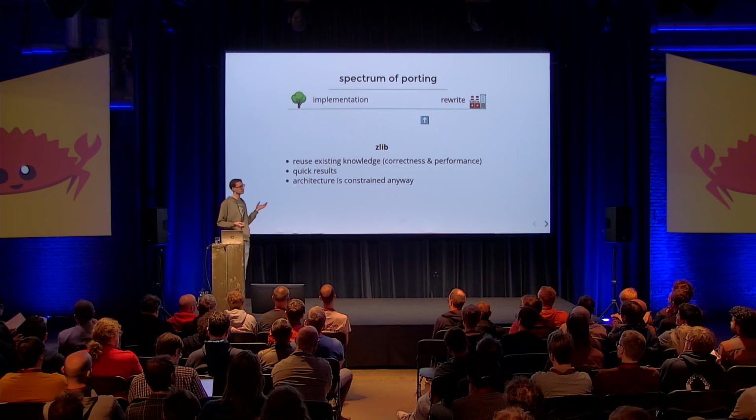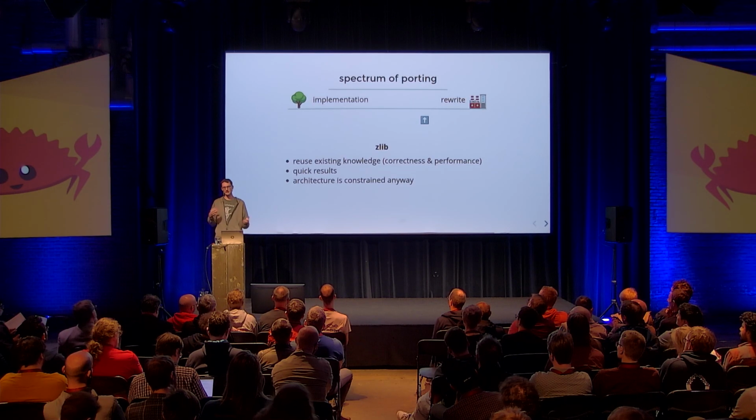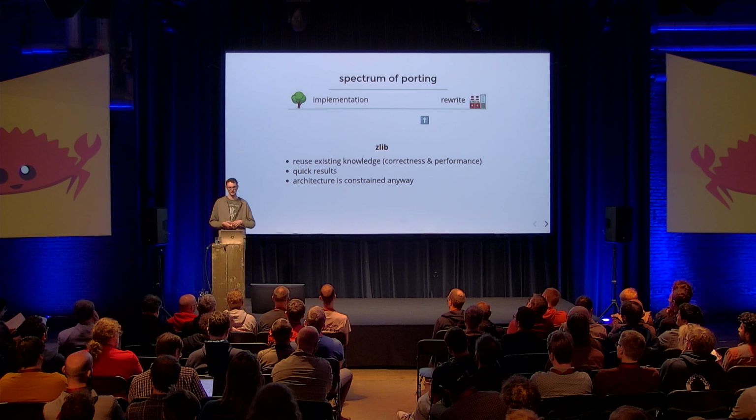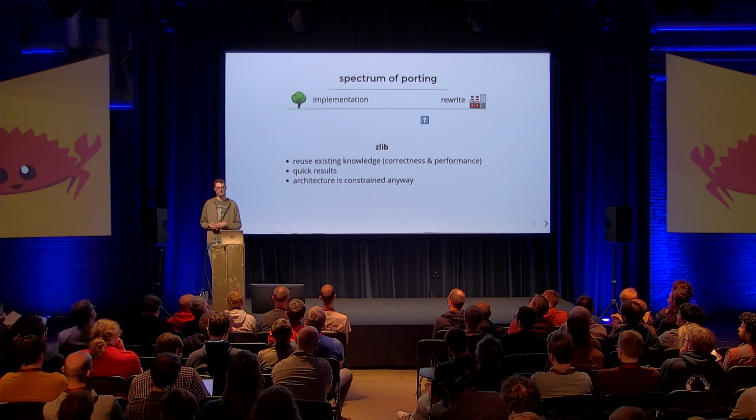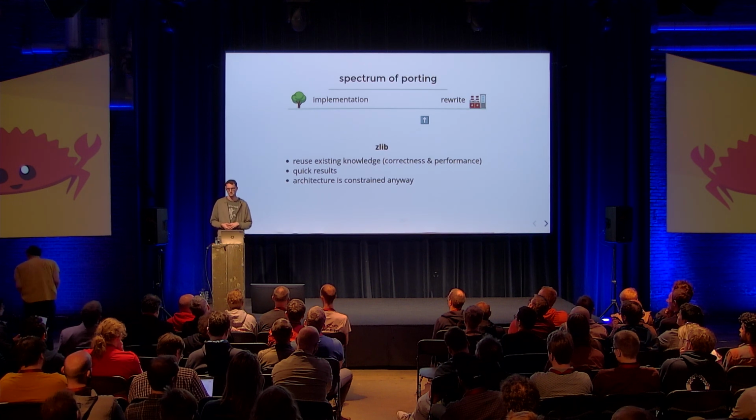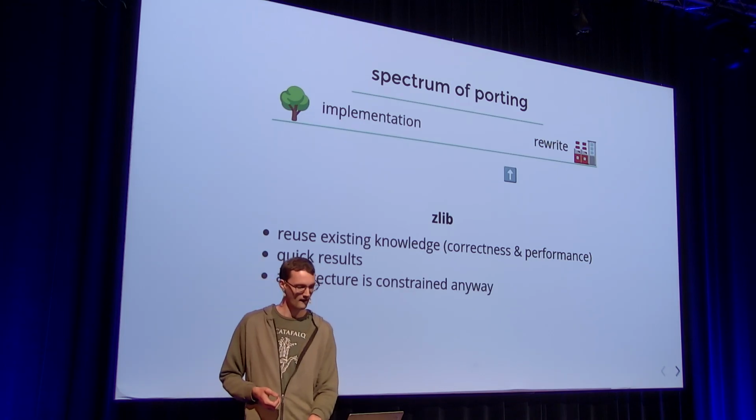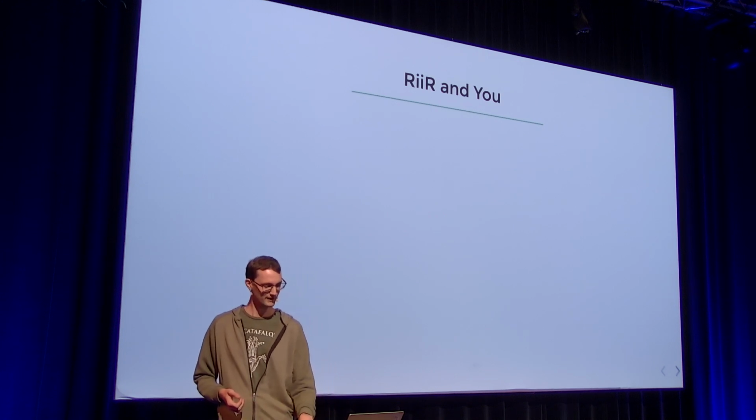And our architecture was constrained anyway, so we didn't think we could really innovate there. If we have that C API we need to expose, we need to implement that streaming, and that really constrains what you can actually do. So, rewrite it in Rust and you.